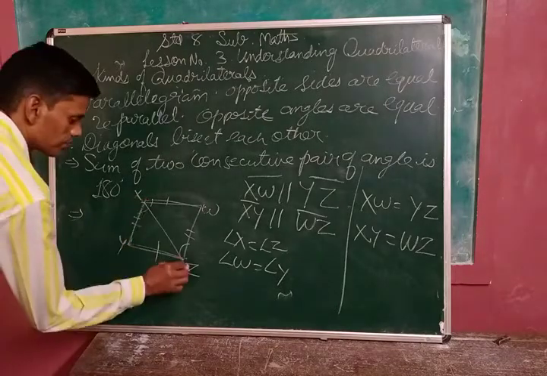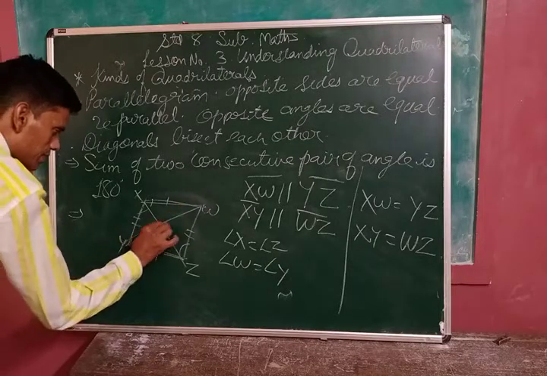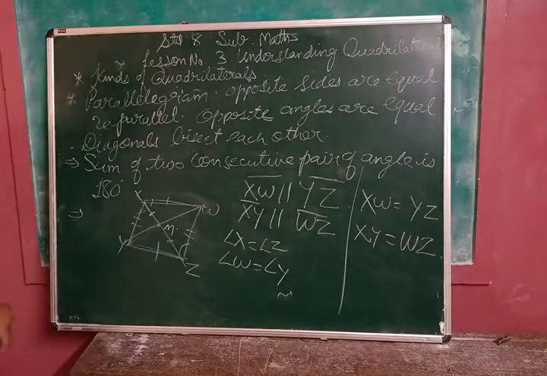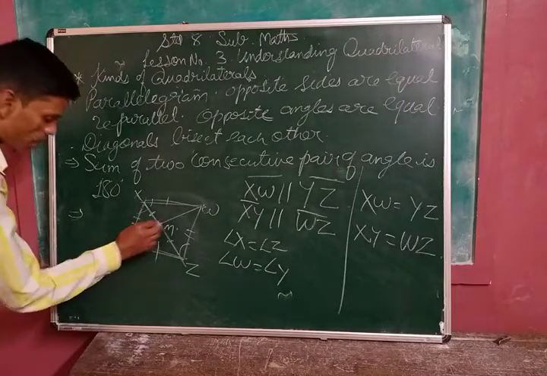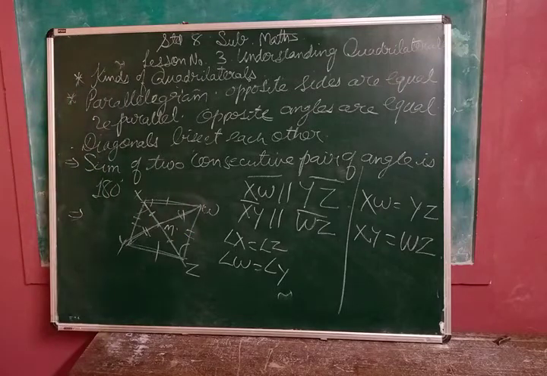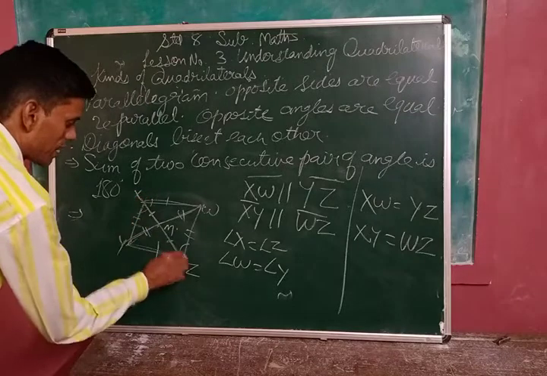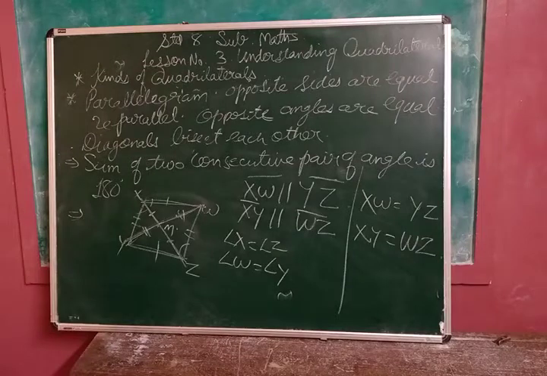Your diagonals XZ and WY intersect each other at M. Here XM is equal to MZ. If XM is 5, MZ is also 5, YM is 10, then MW is also 10. Here diagonals bisect each other. Diagonals bisect each other means if this is 10, then it will be 5, 5. If it is 20, then it will be 10, 10. Like this, it is said. This type of quadrilateral is known as parallelogram.